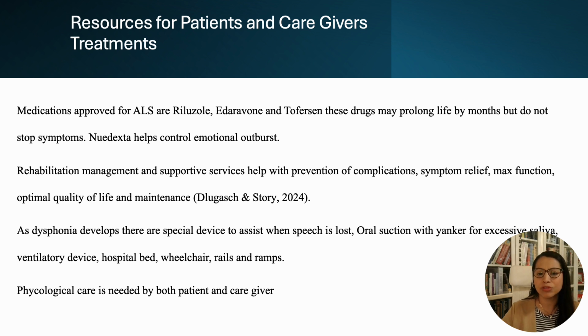And then you have Tofersen, which really concentrates on the SOD1 mutated gene, and that is showing really promising results. We also have Nuedexta. It helps control emotional outbursts. Patients that have ALS do have a hard time controlling crying or laughter. So that is one of the other aspects of ALS, and Nuedexta is new to the market, and it helps patients control those emotional outbursts.